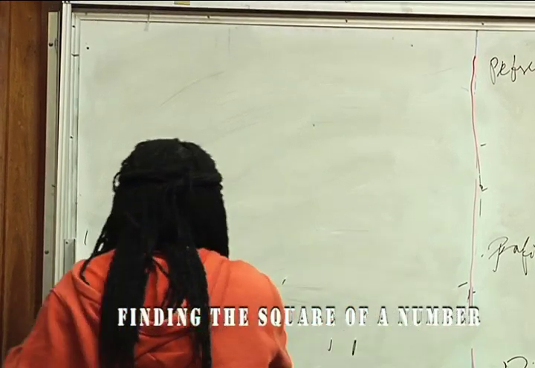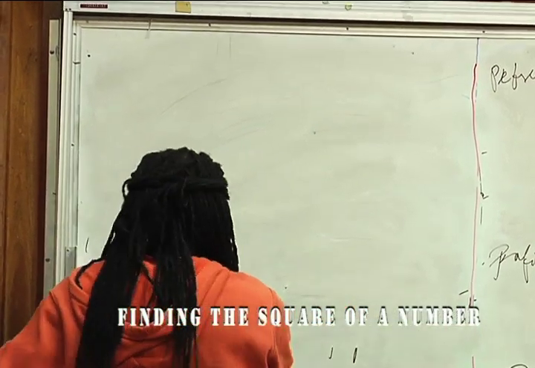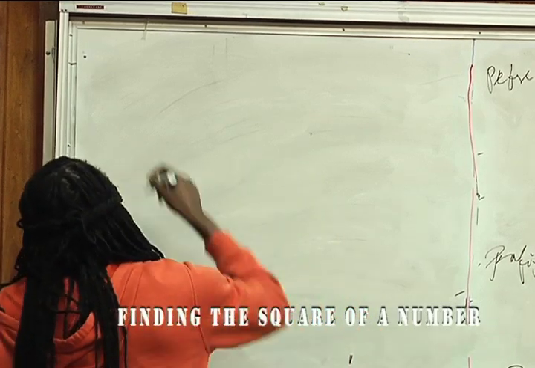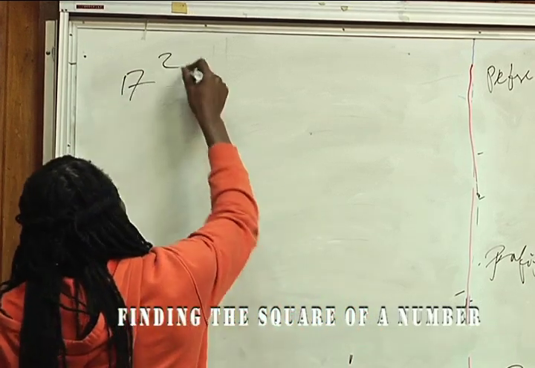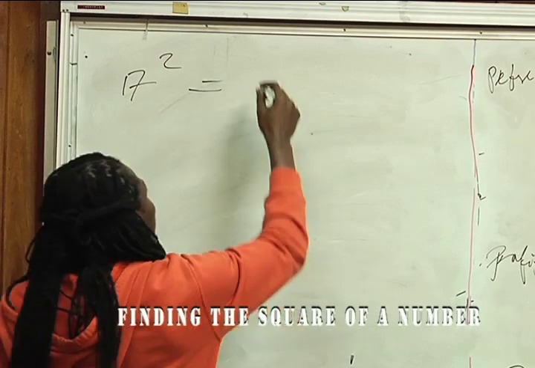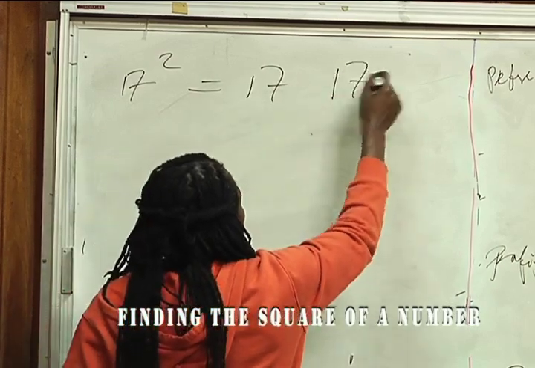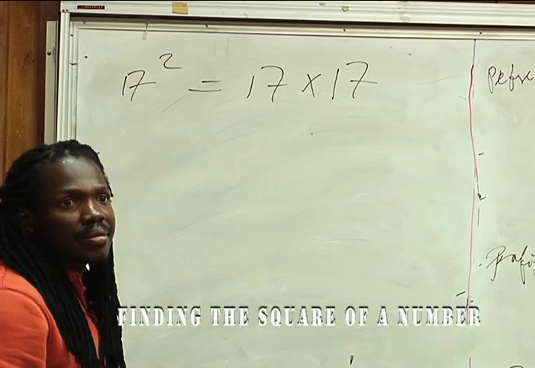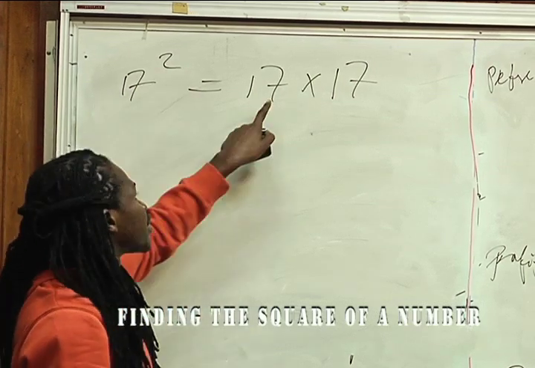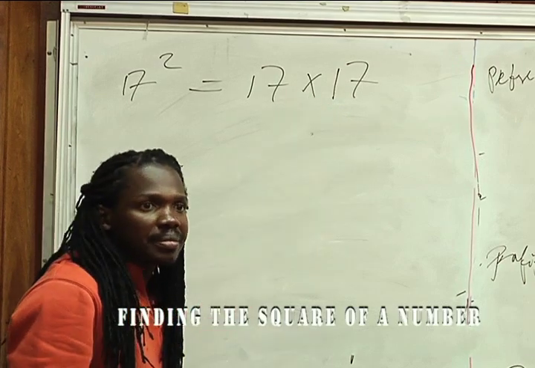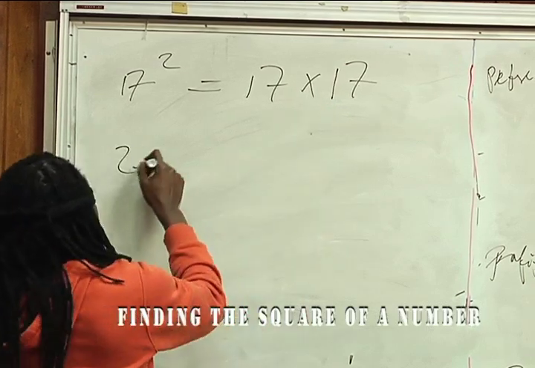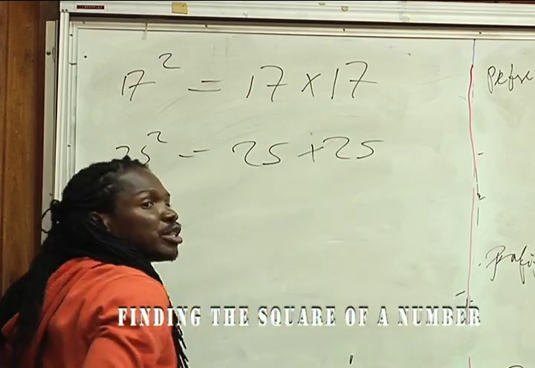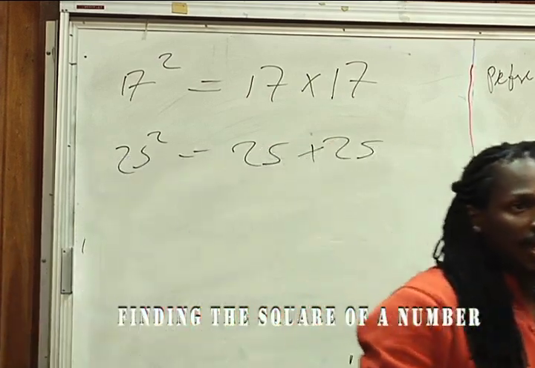Give me a number. 17. 17 squared, you simply say equals. You write 17 two times and then you put the multiplying. See that? Yes. 17 squared, 17 put the multiply. 25 squared, 25 put the multiply. You understand that?